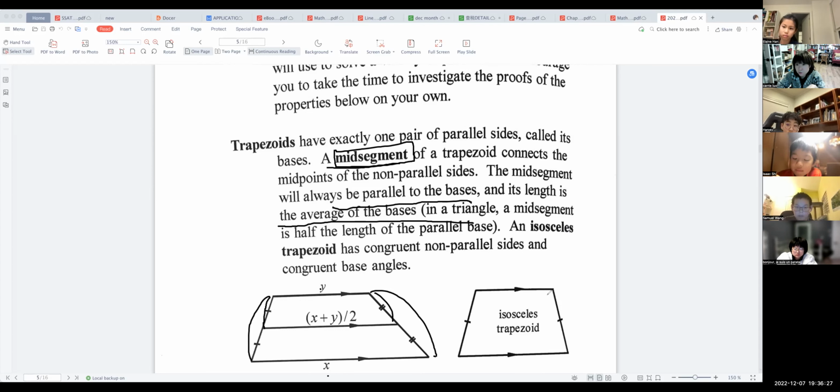Mm-hmm. Okay, 如果它是一个 isosceles，也就是说这两条边是一样的，这个就叫 isosceles trapezoid. Understand? Yeah. 就这两条边是一样的. Okay. Okay.